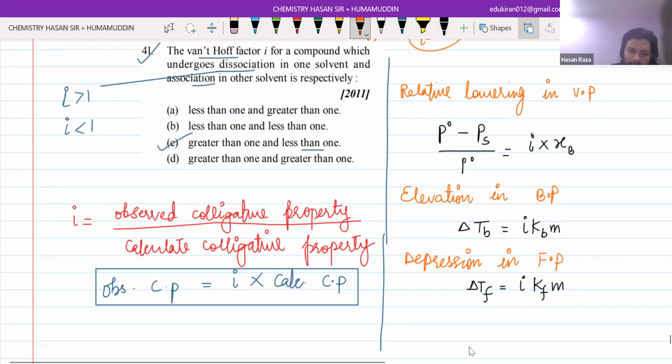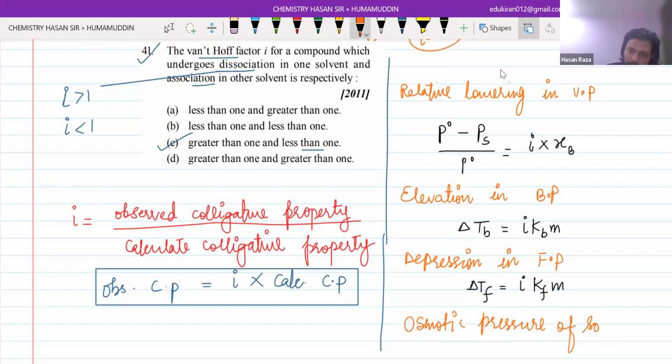And then comes the last, the osmotic pressure of the solution. You know osmotic pressure pi is equal to MRT, but here it will be pi equal to i into MRT, or you can write CRT. So whenever the given solute can associate or dissociate, then you need to consider i. It is very important.